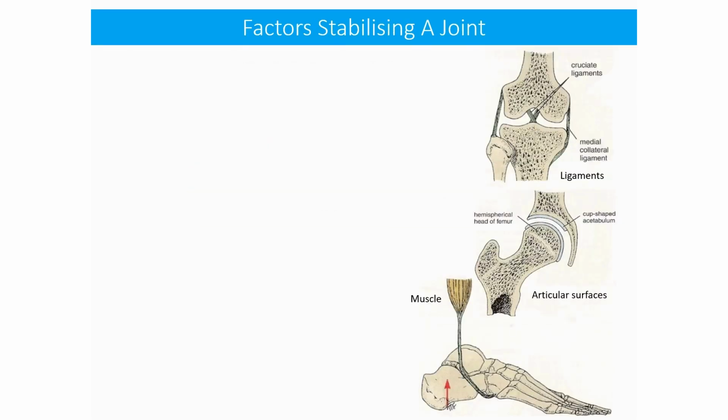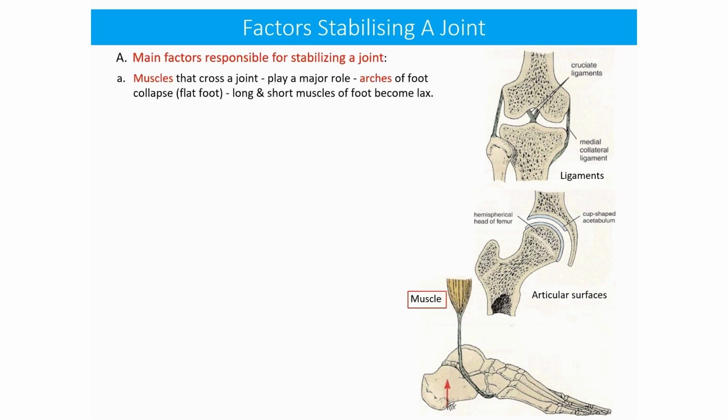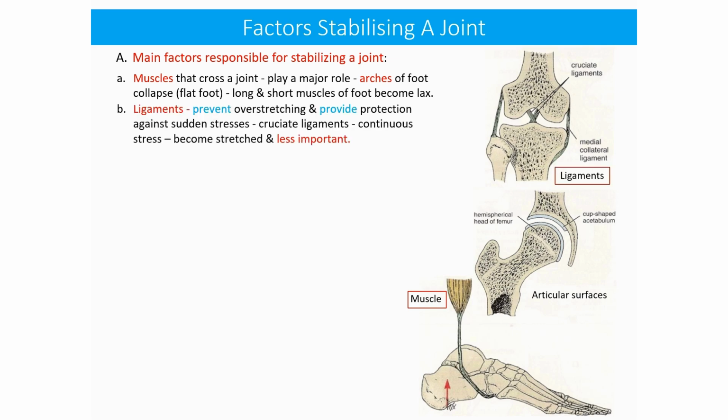Now we come on to the factors stabilizing a typical synovial joint. First are the main factors. Among them, first one, muscles that cross a joint play a major role in the stability of the joint. An example is that arches of the foot collapse, hence flat foot, if long and short muscles of the foot become lax. Number two, ligaments. They prevent overstretching and provide protection against sudden stresses.